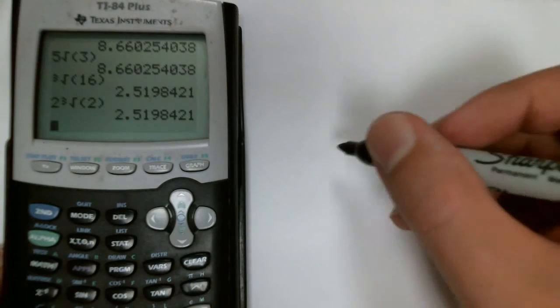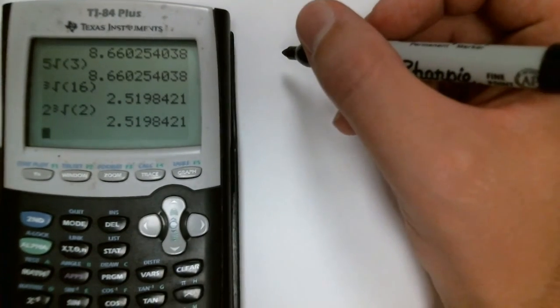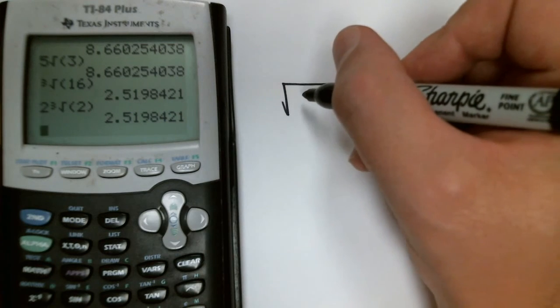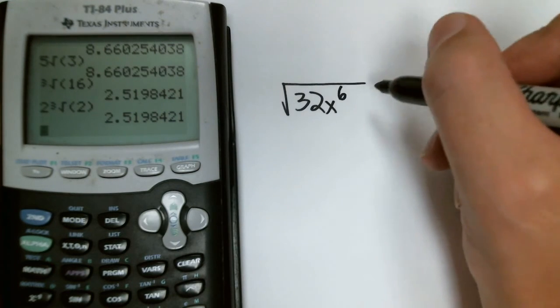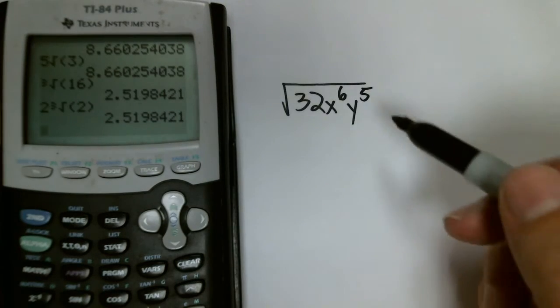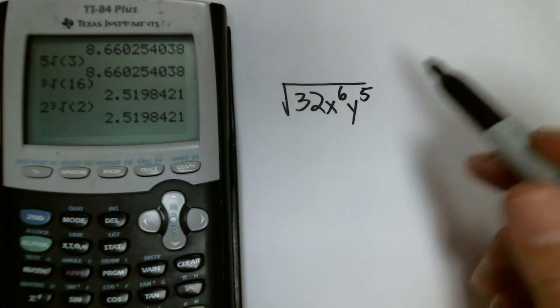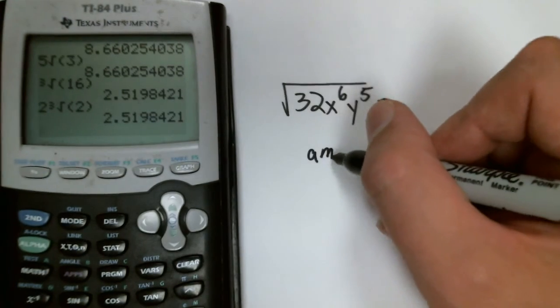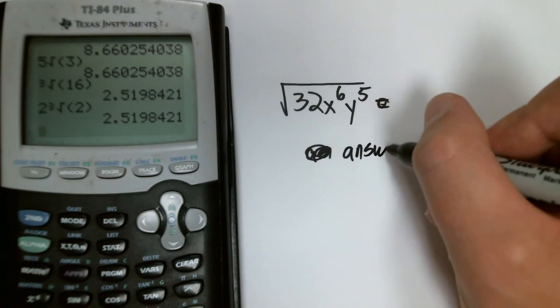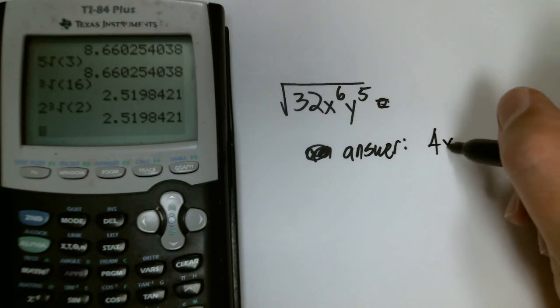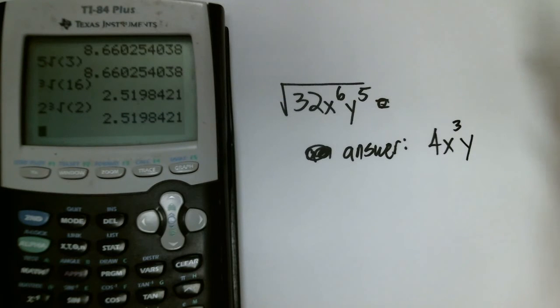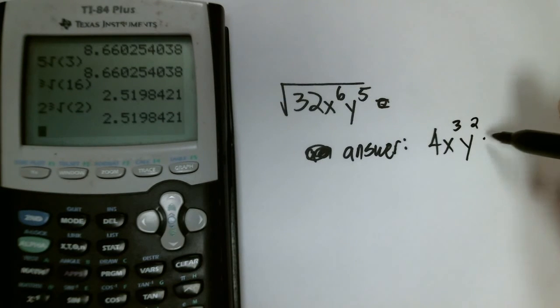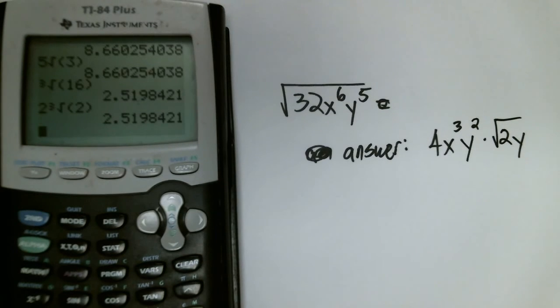Okay, let's look at simplifying some radicals with some variables in there. Let's say I have something like the square root of 32 x to the 6th y to the 5th. Again, you would break this down into perfect land and non-perfect land. Again, I'm not going to go through how we actually simplify this. Let's just say that we think our answer is 4x cubed y squared times the square root of 2y. That's what we think the simplified answer is.